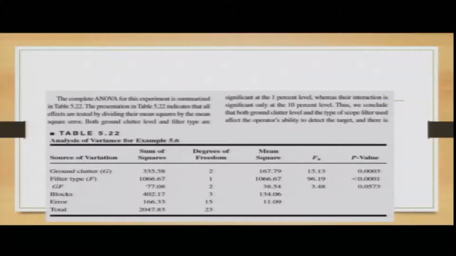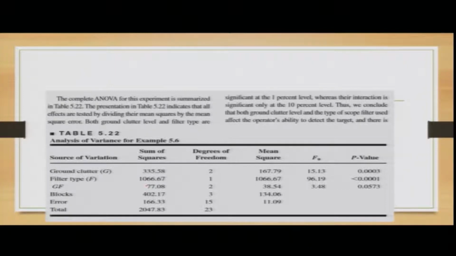So, table 5.22 indicates that all the effects are tested by dividing the mean square by the mean square error. Both ground clutter effect and filter types are significant at a 1% level. The level of significance will definitely change depending on the overall importance you want to give to those effects. Whereas their interaction is significant only at a 10% level. Thus, we conclude that both ground clutter level and the type of scope filter used affect the operator's ability to detect the target.